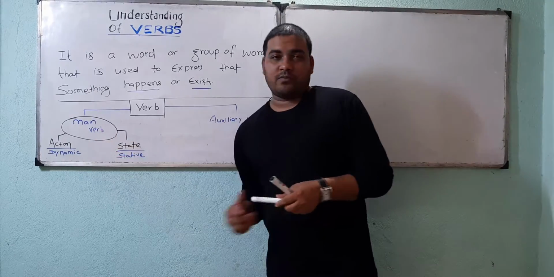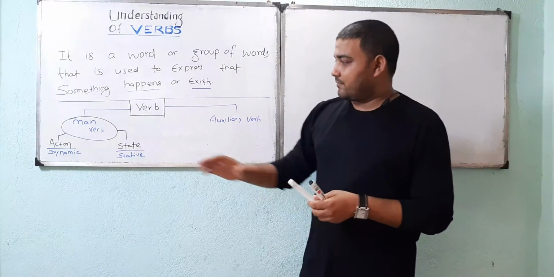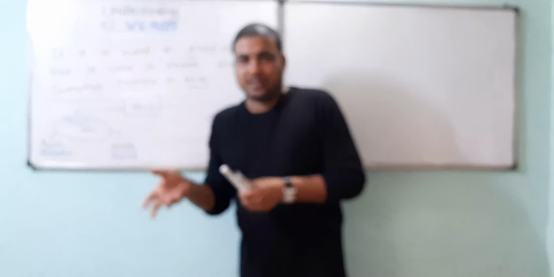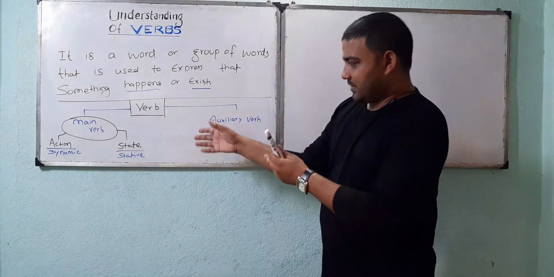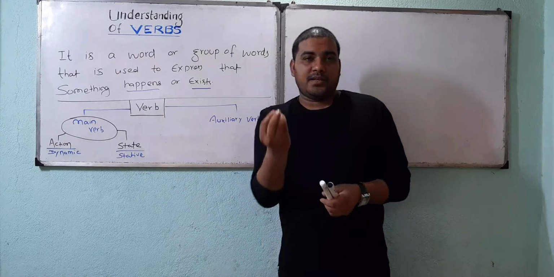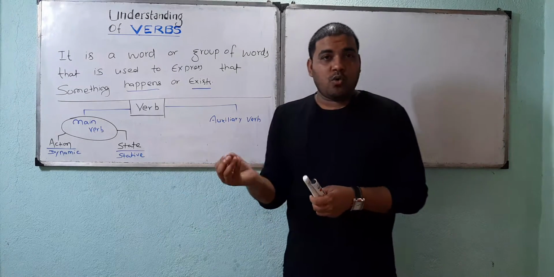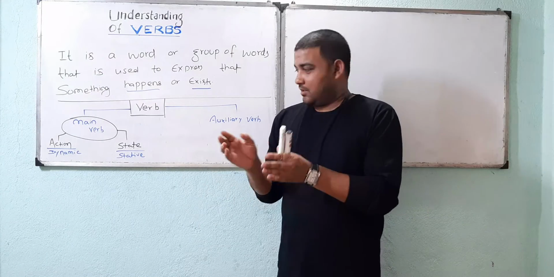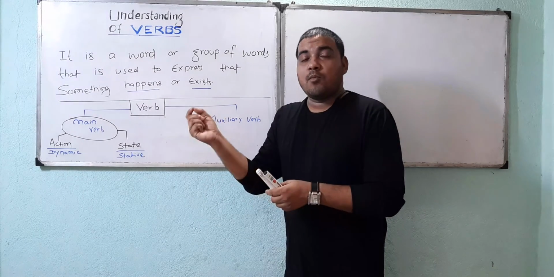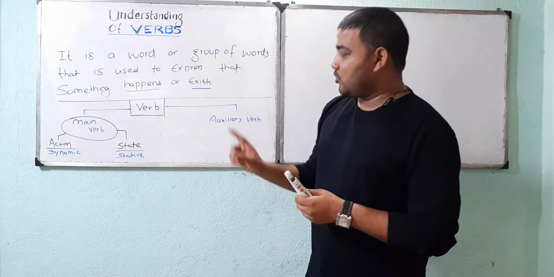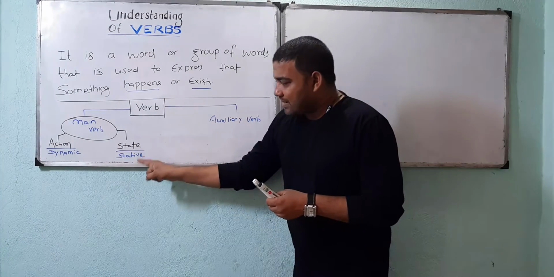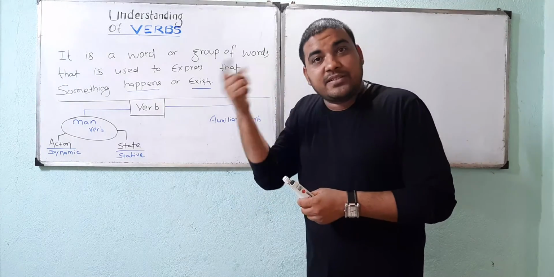Now let me explain why I am talking about action and state. So far as action is concerned, it is a verb which is done by the body, which is physically done. Running, jumping, eating. But if I talk about the state verb, please focus here. A state verb is a verb which has no motion. Please listen, there is no motion. It contains emotion but no motion. It is not done physically but mentally.